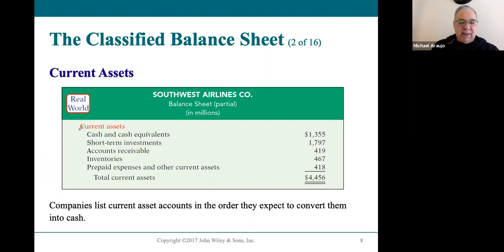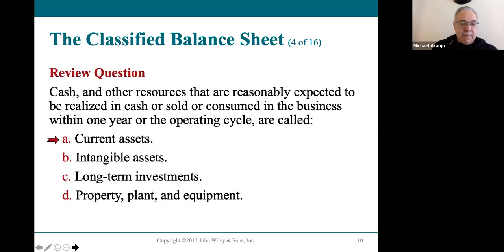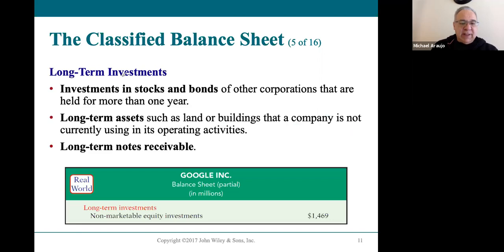This is a current asset section only from Southwest Airlines. Okay. And again, current assets are always totaled, by the way. Okay. Long-term investments, again, things that are not currently being used. Okay. If it's land or building, something like that, not being used. If it is being used, it's property, plant, equipment. If it's not being used, it's a long-term investment.